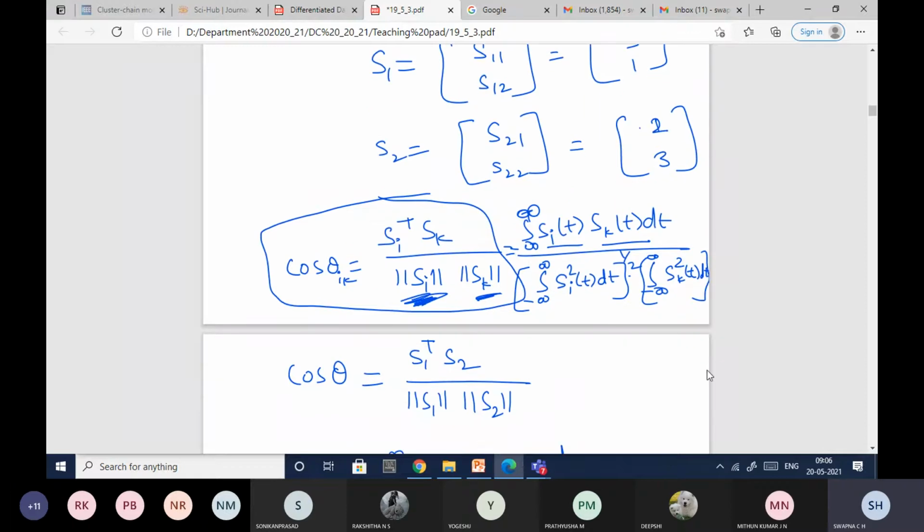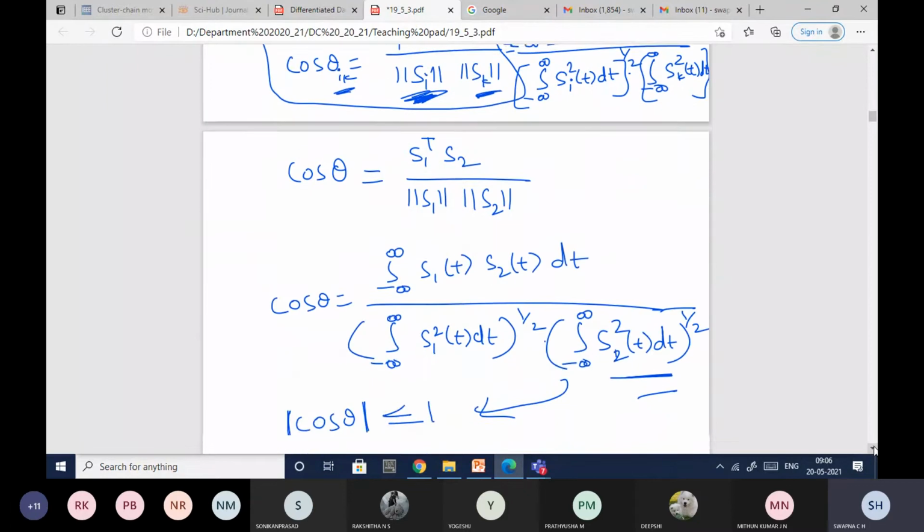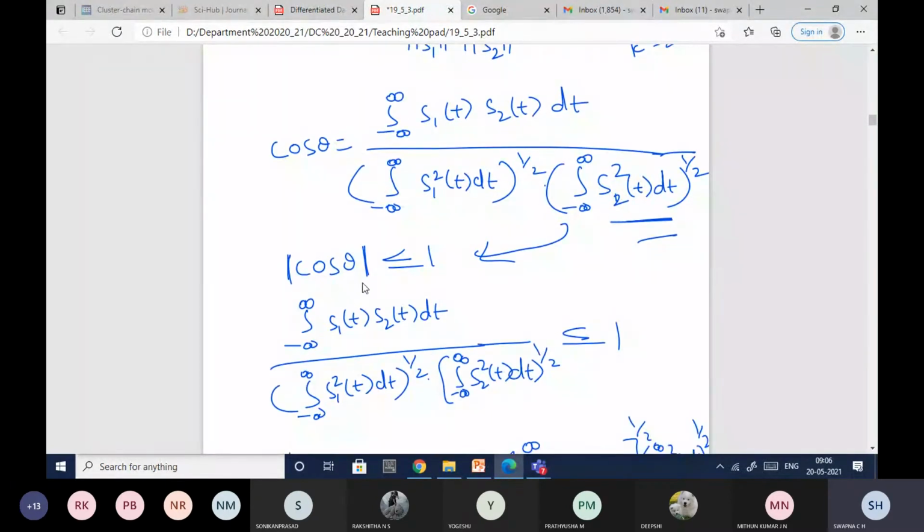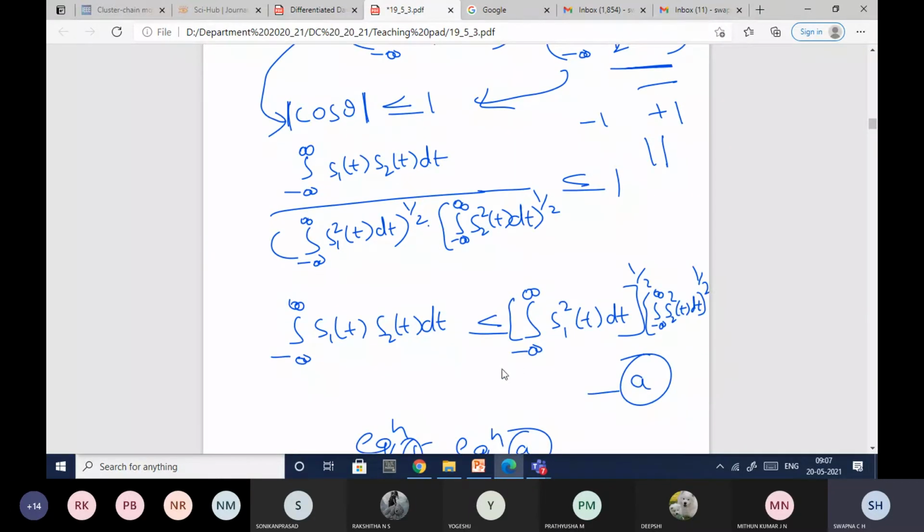This is for Ik. If I want to find it for S1 and S2 specifically, it is the same thing: I have replaced i with 1 and k with 2. That's all I have done. Then I have substituted into the equation, and we know that for cos theta, the minimum value is -1 and the maximum value is +1. If I take the modulus, the cos theta value will always be less than or equal to 1. Whatever cos theta equation I have, I have just substituted in this equation, and then cross multiplication gives it in this way.